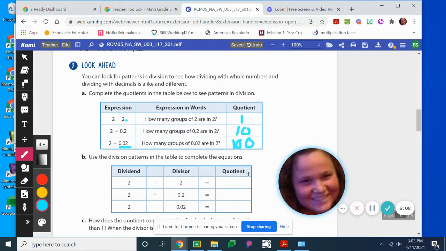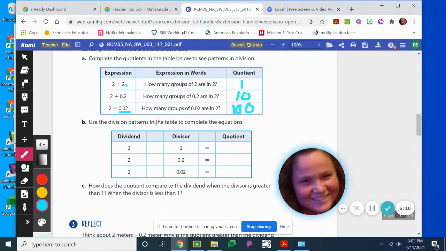All right, moving on. If we use these patterns to do the same thing, it's actually the same thing. So it says 2 divided by 2 is 1. 2 divided by 2/10, I'm breaking those up into little pieces of 2/10. That means I have more of those pieces, so I have 10 now. And then 2 divided by 2/100 is 100 little pieces.